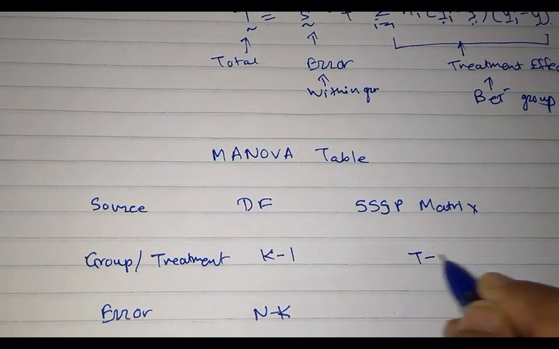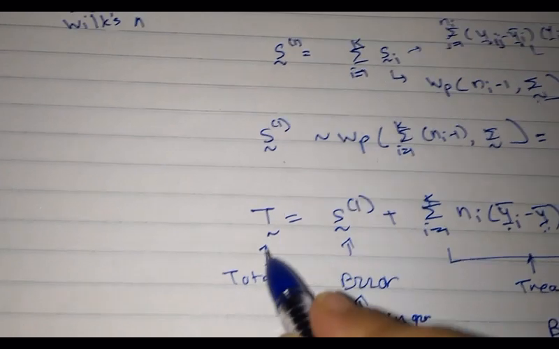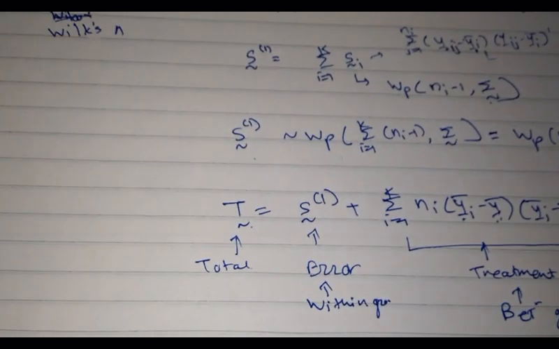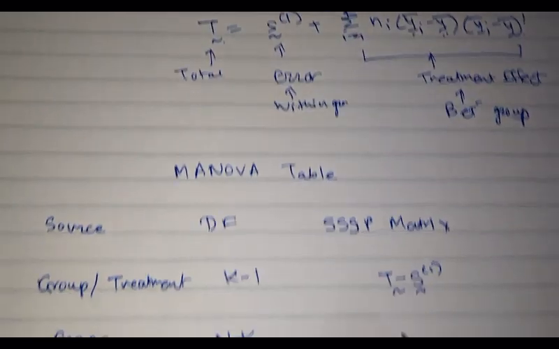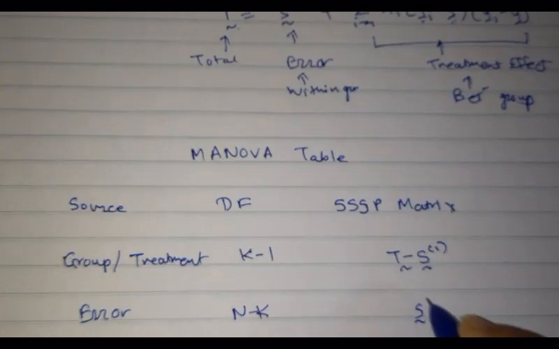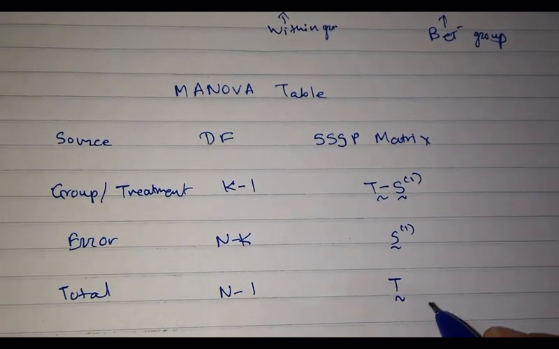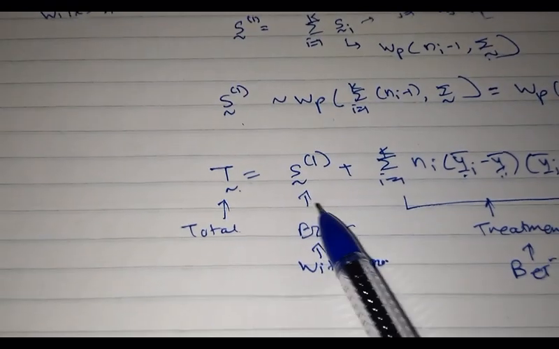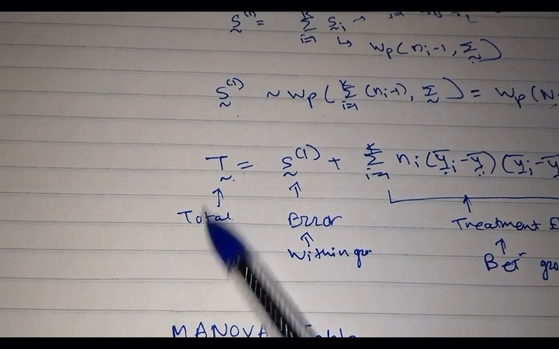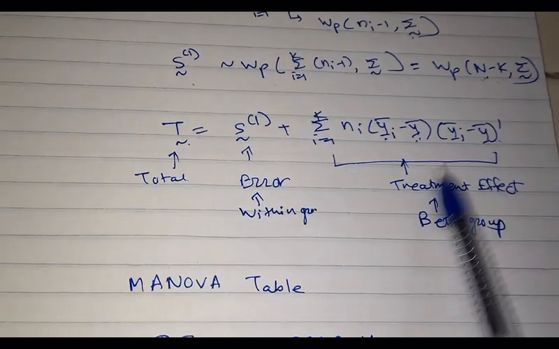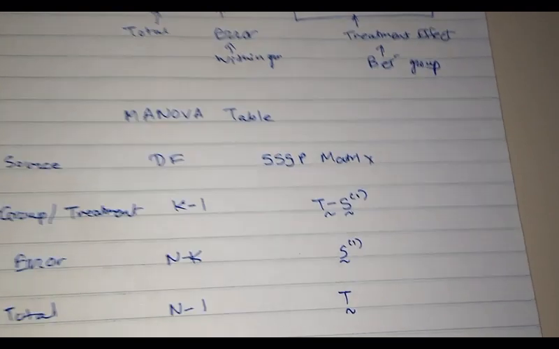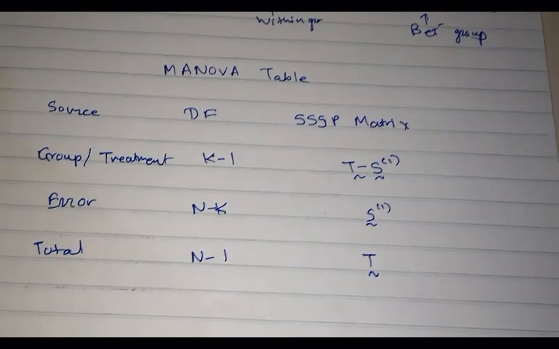The matrix here is T minus S1. And error matrix is actually my S1 and total matrix is T. The explanation for that is here. Why S1 is error matrix, why T is total, and the remaining part is your T minus S1. Okay, so this is your MANOVA table.